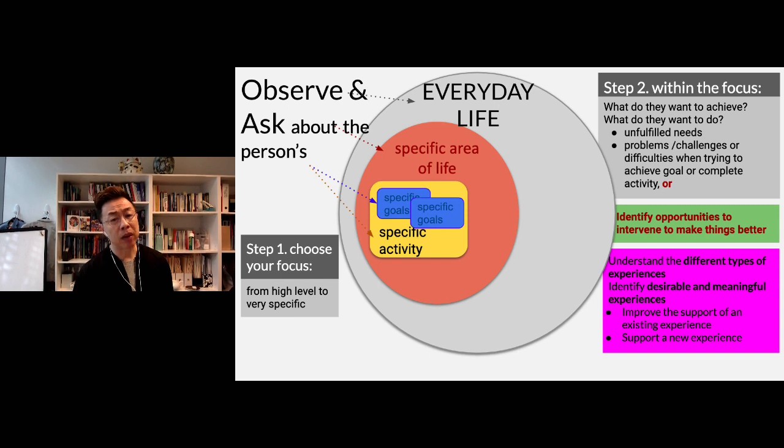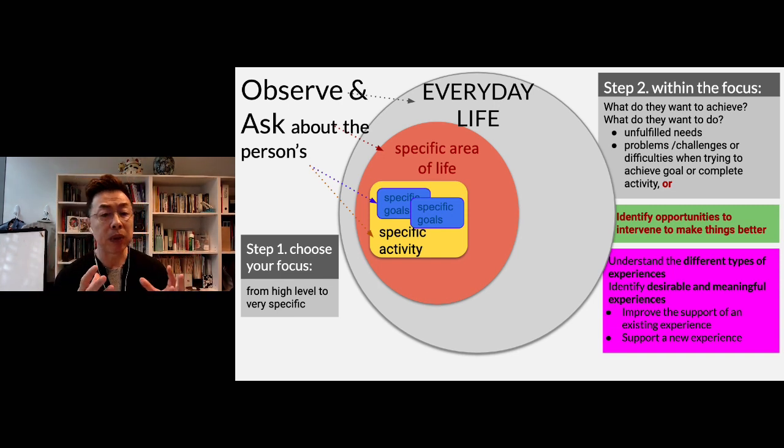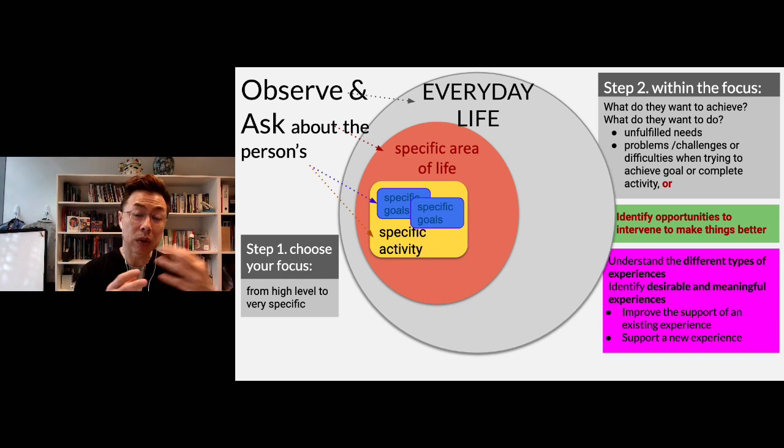This is a large diagram, but I just want you to again think about when you ask and observe people in your interview, and when you talk to people about what they're doing and how they experience it, what we usually do is try and focus on a specific activity. So in this case, commuting. Now commuting is set within everyday life. Commuting is just part of everyday life, and it's part of a specific area of life. But our focus is actually on the commuting itself and the goals of commuting.